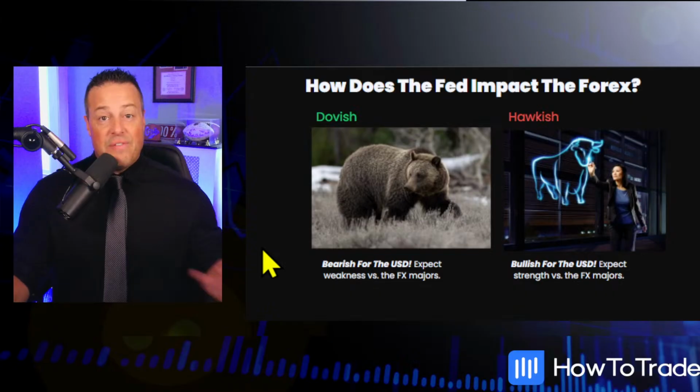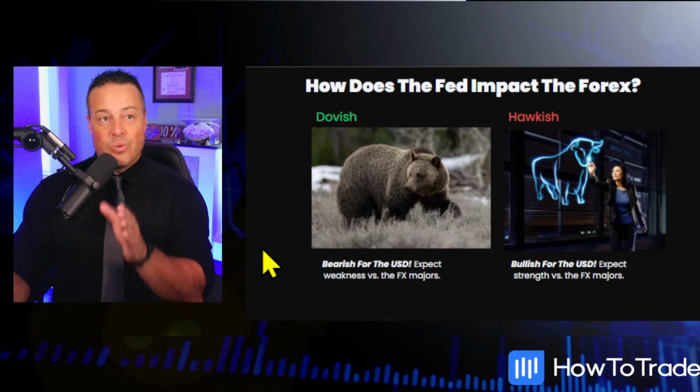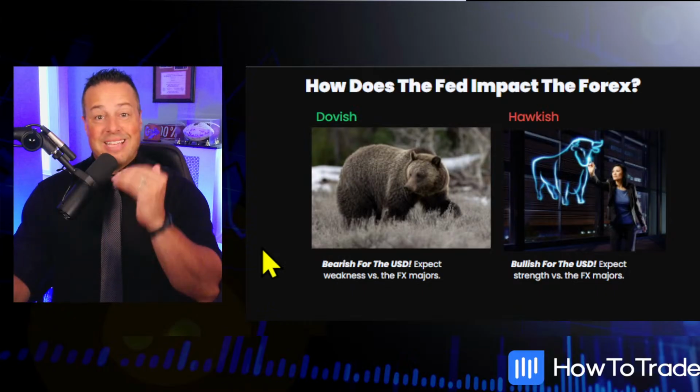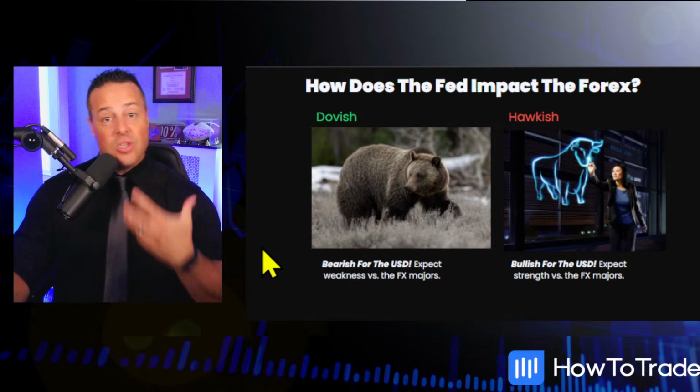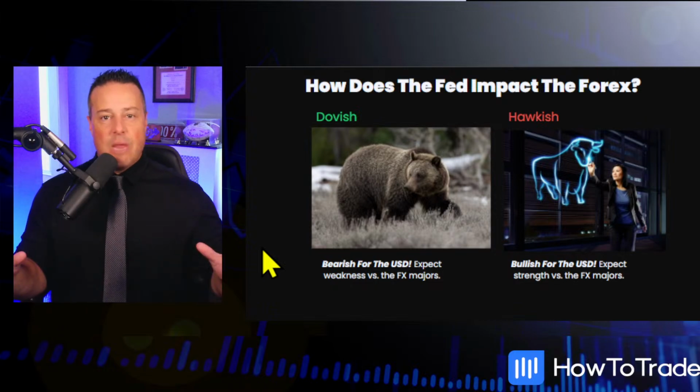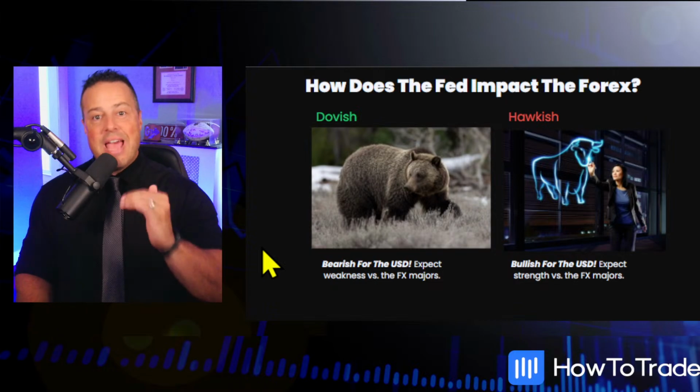Hawkish. If the Fed comes out and says we're not going to cut interest rates, we're going to wait to cut interest rates, what does that mean exactly? It's bullish for the USD. That's going to send risk assets down. That's going to put downward pressure on your stock markets. Commodities are not a risk asset, but they do react sort of negatively towards the US dollar.